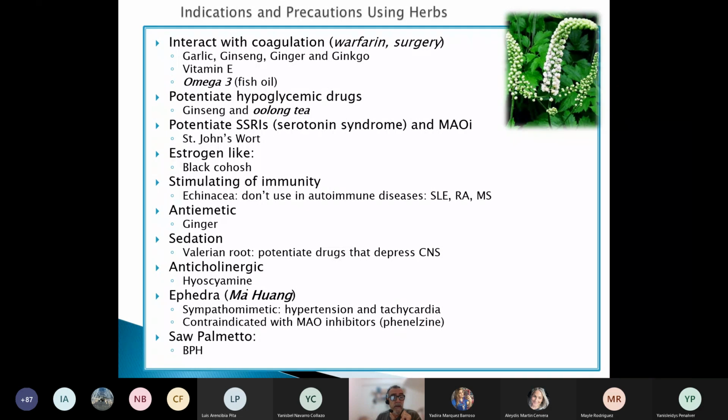Ephedra is also called mahuang. It is a herbal that is similar to epinephrine, so it's a sympathomimetic medication. They even synthesize the ephedra in factories as pseudoephedrine. Pseudoephedrine, as I said, is a vasoconstrictor.